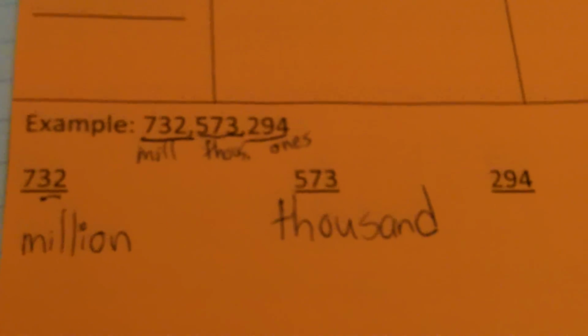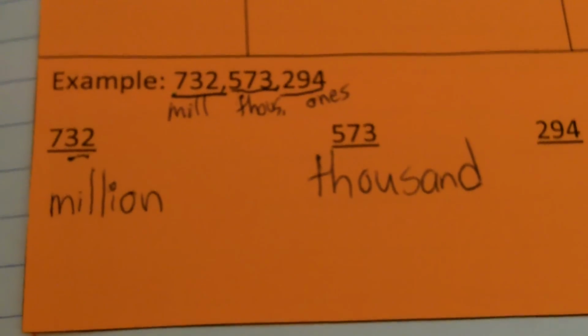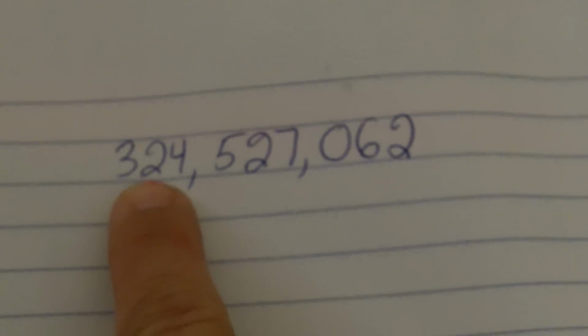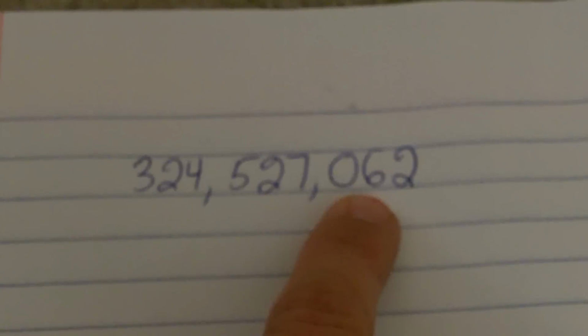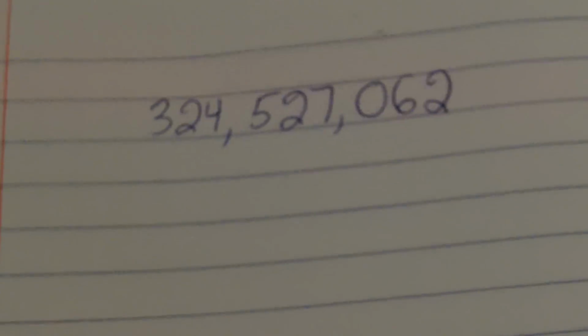If you get finished with this video and your notes before it's time to switch stations, I want you with your partner to practice writing other 9-digit numbers on this side of your notebook and switching notebooks to see if your partner can guess what that number is. I'm going to do this one. I would switch with my partner. See if you can do it with me. 324,527,062. Now get with your partner, each of you do an example, and then switch to practice.